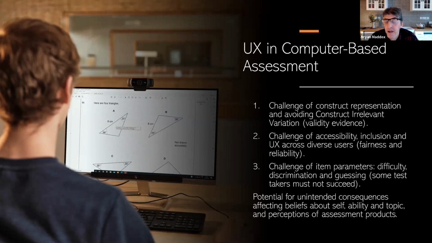And thirdly, we need to think about guessing. How does the design of the item encourage or discourage guessing, and how do we know when people are guessing? Some of the test takers must not succeed on each item. So we need to make sure that they're not succeeding if they don't for the right reasons, but also that if they don't succeed on the item, it doesn't put them off. It doesn't upset people by not succeeding on a particular item.